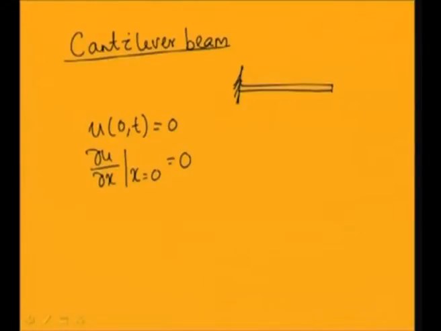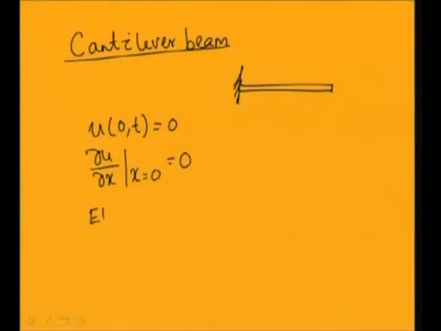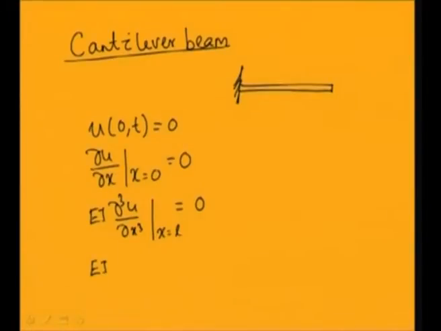Similarly, at the right end or the free end, the shear force and bending moment equal 0. Shear force can be written in this form: E I del cube u by del x cube at x equal to L equals 0. Similarly, the bending moment is also 0 at this end. Bending moment can be written as E I del square u by del x square at x equal to L equals 0.